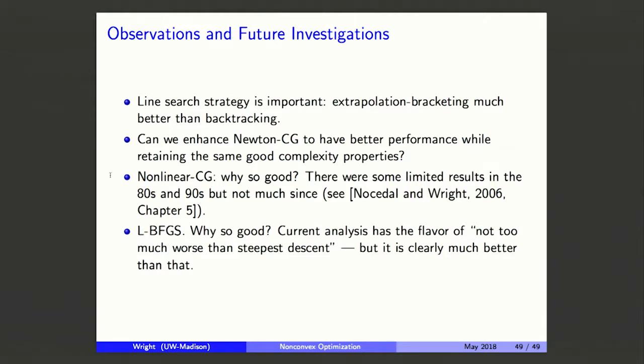These methods are good, right? They're really pretty good. And there's not that much in the theory to back them up. So there are some classical results in the literature from the 80s and 90s about nonlinear CG that are summarized in this book. But they don't really capture why they behave pretty well in practice. And similarly with LBFGS, the analysis basically has the flavor of it's not too much worse than steepest descent. The direction you get from LBFGS is basically pointing in the steepest descent direction. And it doesn't really say much more than that. But in fact, of course, its performance is much better than steepest descent. So why is that? I think these are things we need to understand better. Thank you. I'm done.